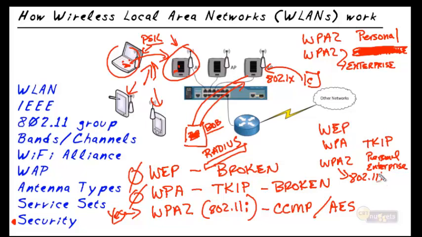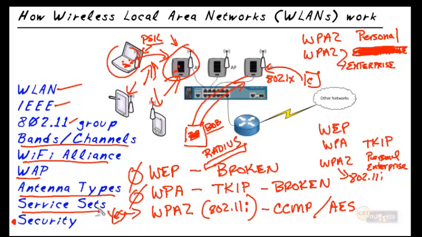So there you have it. Let me just do a quick check here, make sure I got all the concepts. Wireless local area network. Yes. IEEE, the standards group, specifically 802.11, the individual bands and channels inside of the wireless. The Wi-Fi Alliance for certification of vendor products. The wireless access point, allowing access to the network, which could be built into a router. The antenna types could be omnidirectional or unidirectional. Service sets is a fancy name for the name of the wireless network you want to connect to. And security, we have the old, and what we're going to use in a production environment.